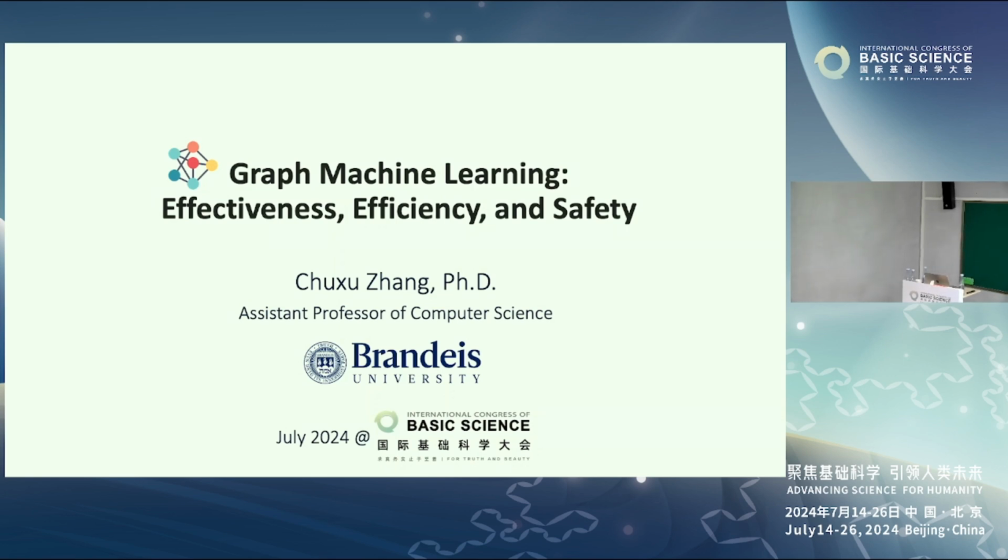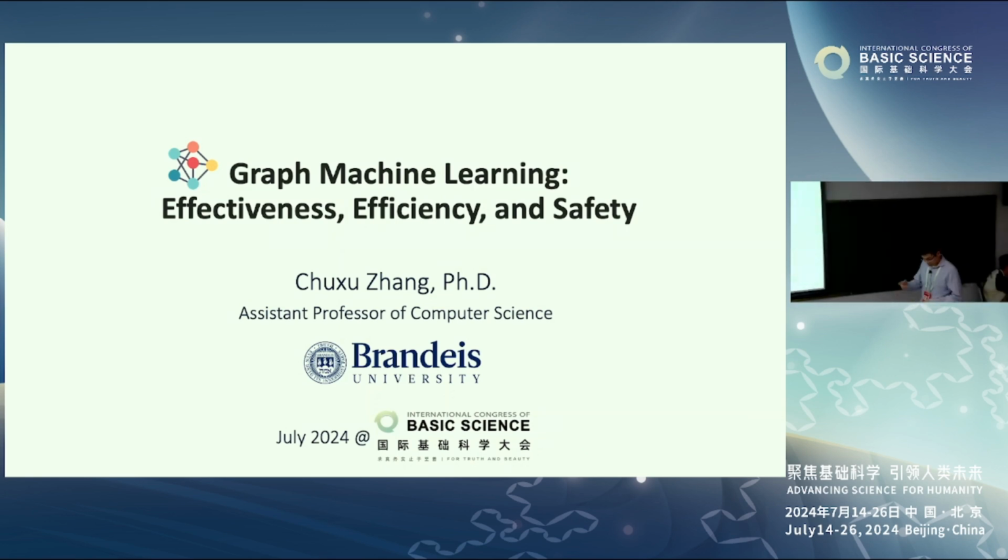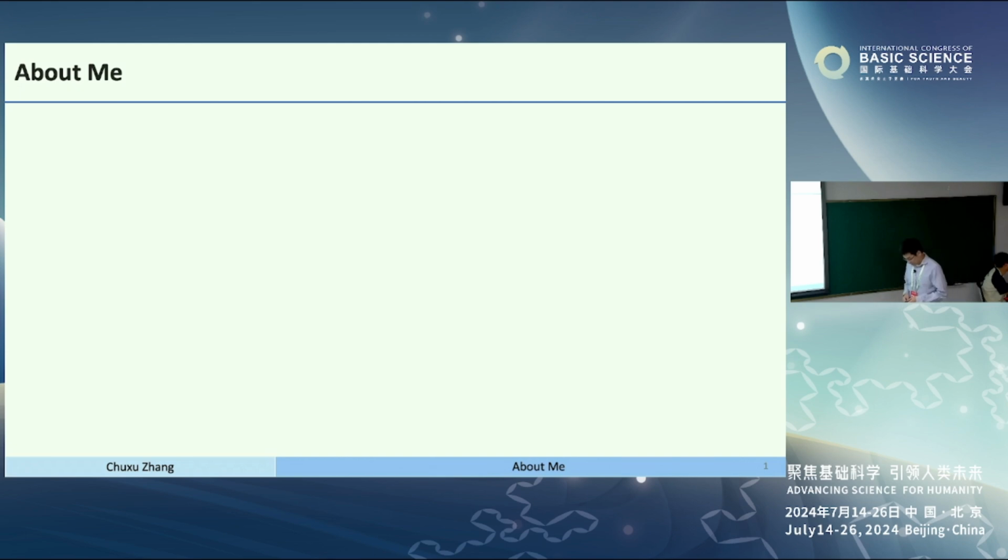I'm currently an assistant professor of computer science at Brandeis University. So today I'm very happy to be here at the ICBS conference. My talk is about graph machine learning. First, I would like to spend 1 or 2 minutes to introduce myself.